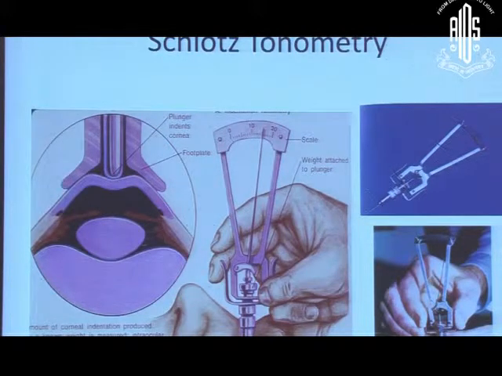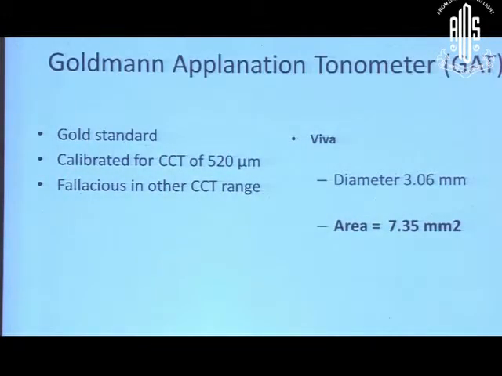So if Schiotz is not a good tonometer, then obviously the gold standard is the Goldmann applanation, and I'll be using the short form GAT for this in this presentation. And though now we know it is the gold standard, please understand what has happened since 2003 is that we now understand that it was calibrated way back for a corneal thickness of 520 microns. And knowing the importance of corneal thickness and IOP that we know now, we know that it may be fallacious. The GAT reading may be fallacious in other CCT ranges. So keep that in mind, but still it is the gold standard.